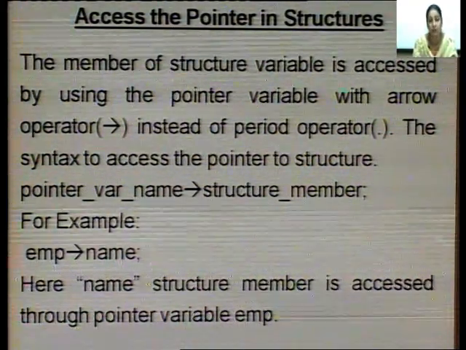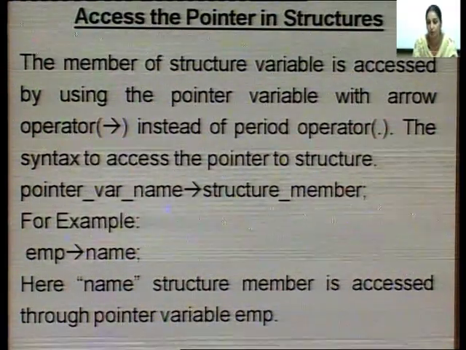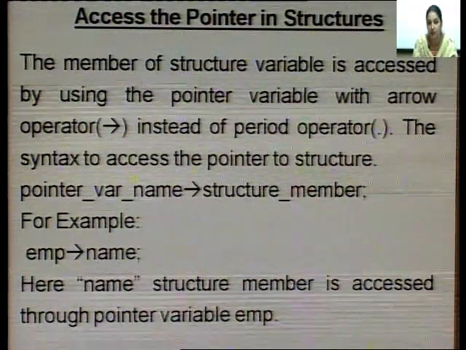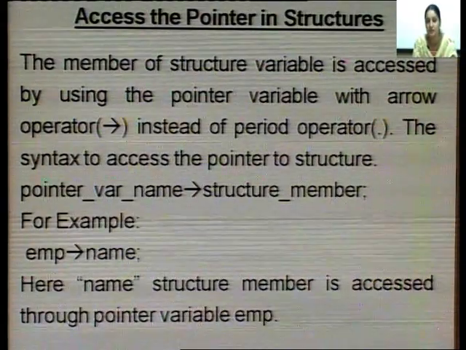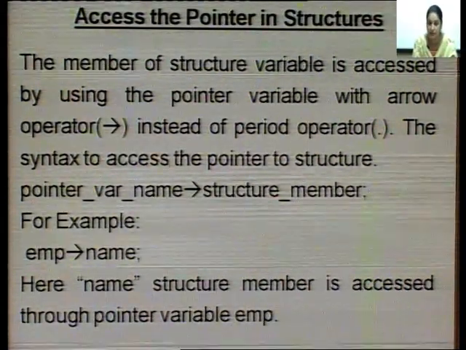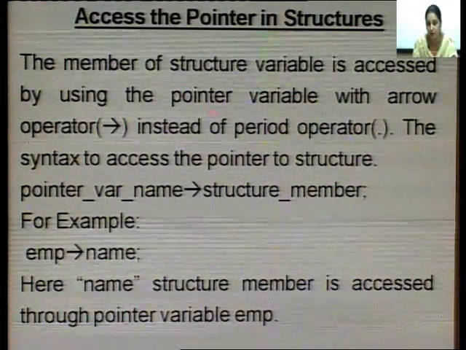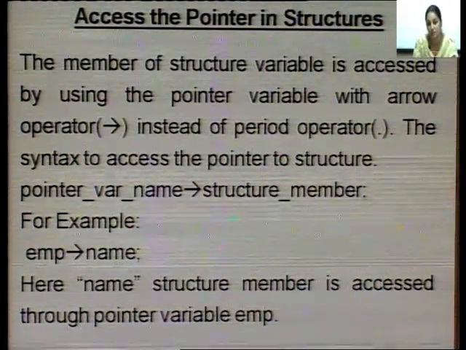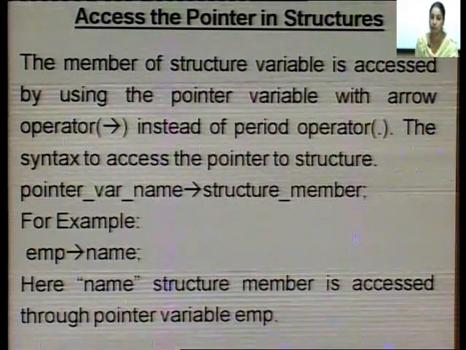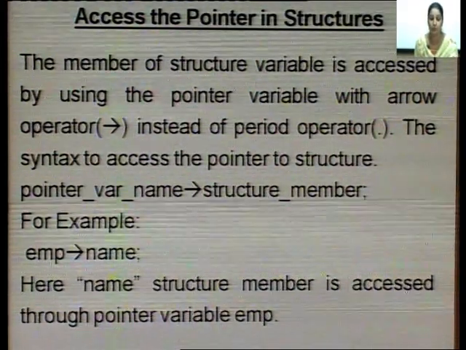For example, emp arrow name. Here emp is the structure pointer variable given to the structure, and name is a member of the structure, so I access the name by using the arrow operator. Here name is a structure member accessed through the pointer variable emp.